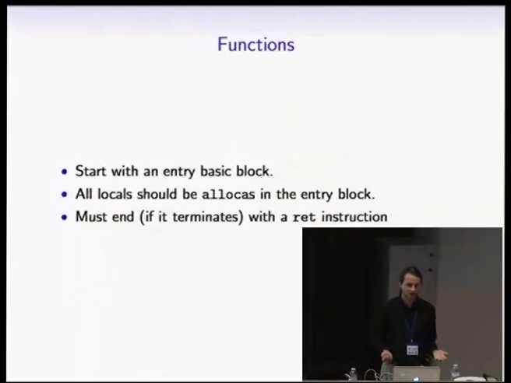Functions have to start with an entry basic block. This is just the first basic block that's entered, and it's special because it doesn't necessarily have any predecessors. Every other basic block should be reachable, or it will be removed later. If you have local variables, you can allocate space for them in the entry block, and then, as I say, there's this memory to register promotion pass, which will construct nice single static assignment form from this.